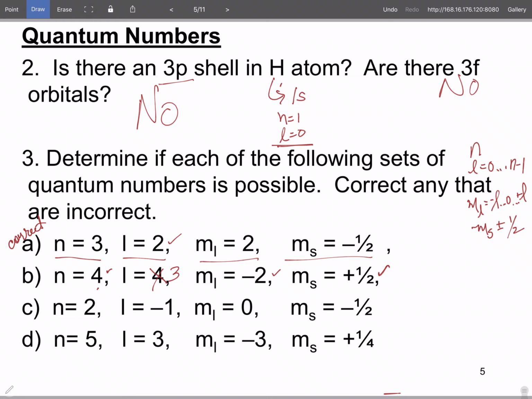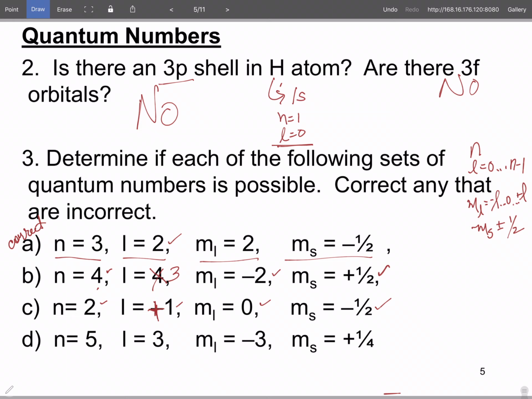All right. So if n is equal to 2, can L be equal to minus 1? No, because L can never be minus 1. So let's correct that to plus 1. So if L is plus 1, can M sub L be equal to 0? Yep. Can M sub S be equal to minus 1/2? Yes.